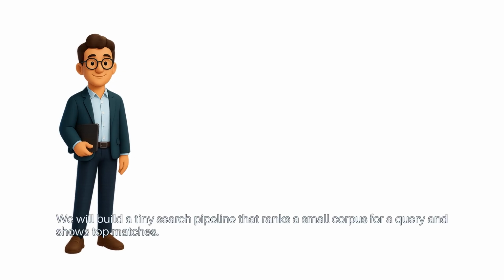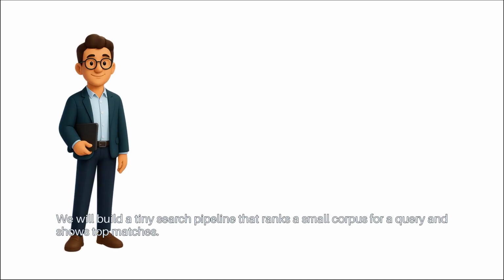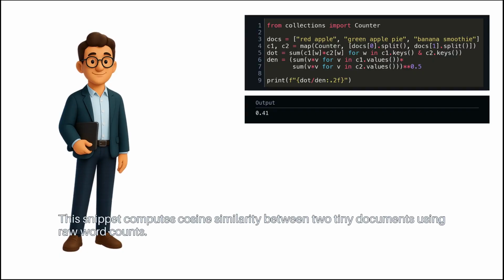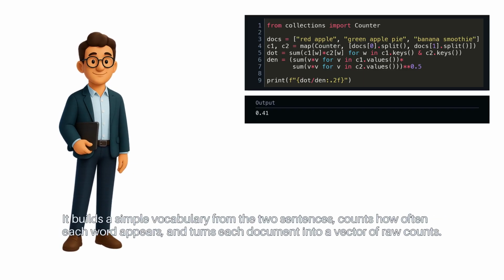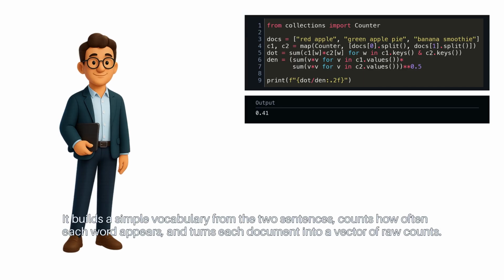We will build a tiny search pipeline that ranks a small corpus for a query and shows top matches. Now we will compute raw counts between two short documents and get their cosine similarity. This snippet computes cosine similarity between two tiny documents using raw word counts. It builds a simple vocabulary from the two sentences, counts how often each word appears, and turns each document into a vector of raw counts.